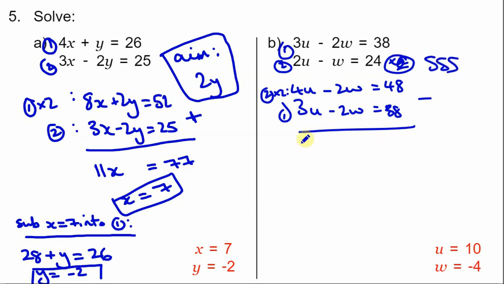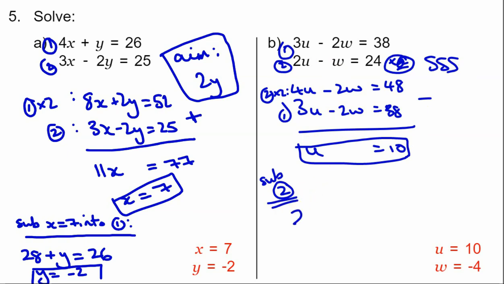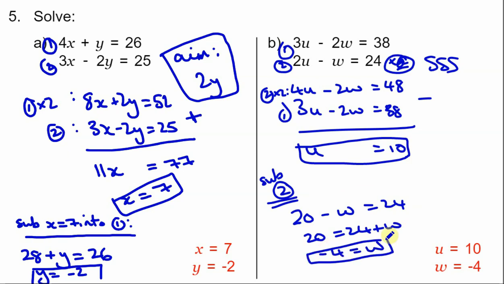So we would get u equals 10, which is nice and easy, we don't have to do anything past that. And then when we substitute this back in, I would probably substitute this back into equation 2. So 20 minus w equals 24. I need to take w to the other side by adding it, and then I'm going to take 24 from both sides. So there we go.